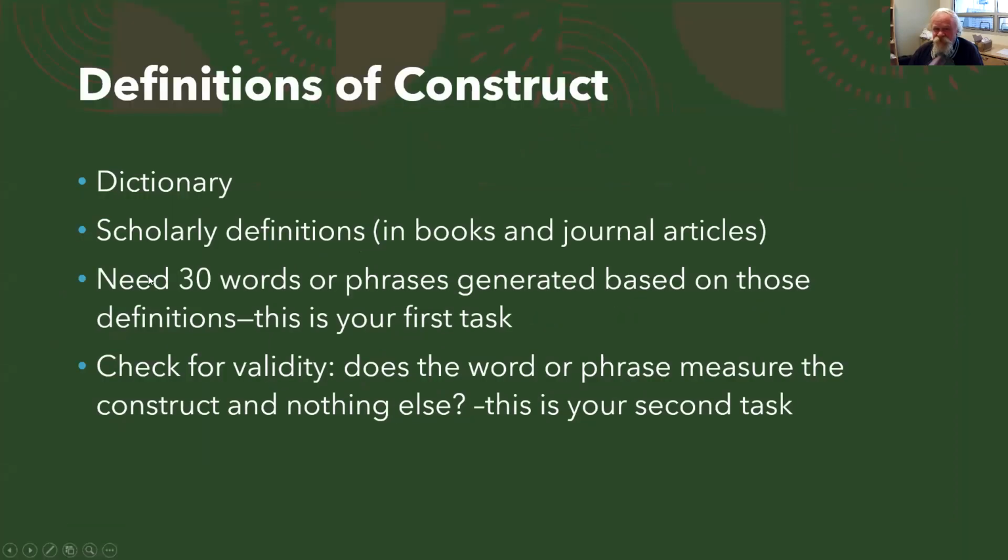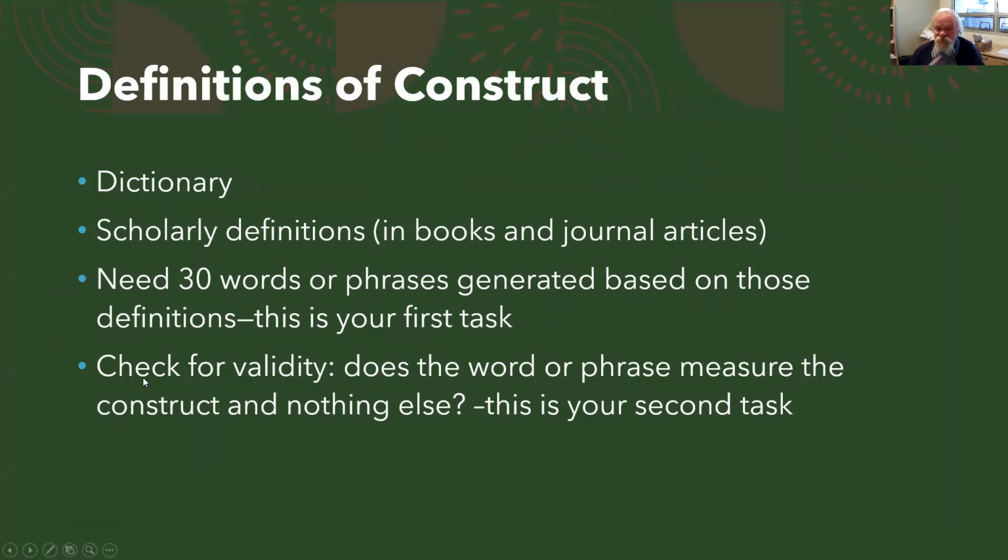Okay, and we need 30 words or phrases generated based on those definitions that we look up either in the dictionary or in Google Scholar or the library website or in both. Okay, so that's the first thing you need to do after you choose the type of scale that you want to make. Okay, so you need 30 words or phrases.